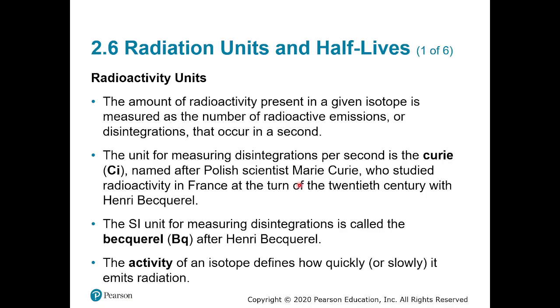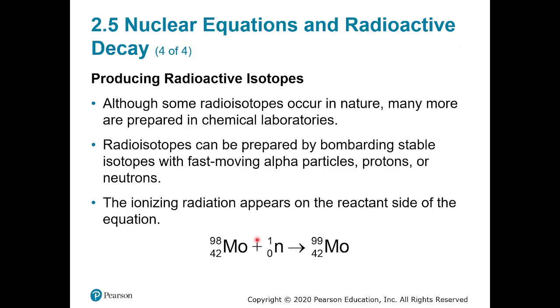Okay. Now note that in this reaction, we have two things on the reaction side, right? And then only one thing on the product side. So this is actually producing radioactive decay, or we have a nuclear transformation or nuclear reaction happening.